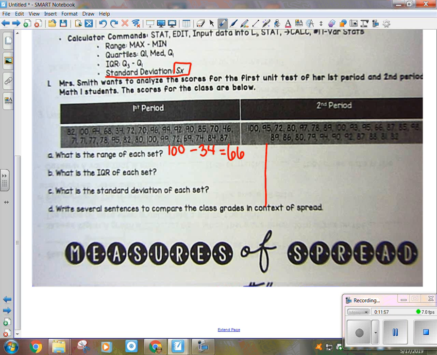I'm going to ask second period. Those of you that have the data for second period in your calculator, what's the highest and lowest score? I'm going to say it's 100. So we're going to subtract those two. So the range is much, much closer. That's cool. Okay. 100 minus 30. I wonder if that was on purpose.